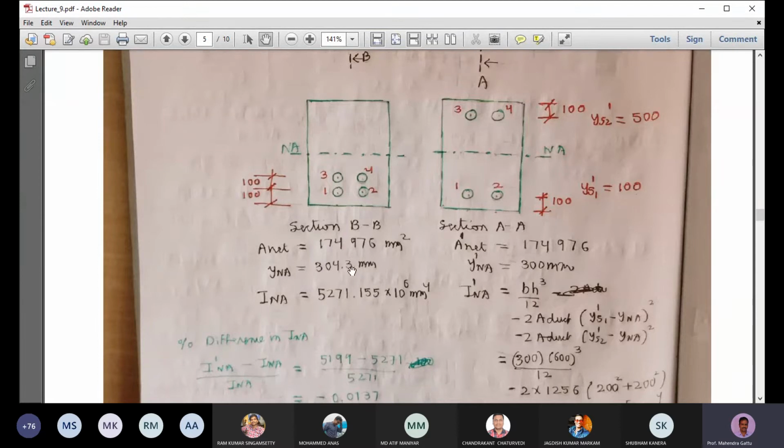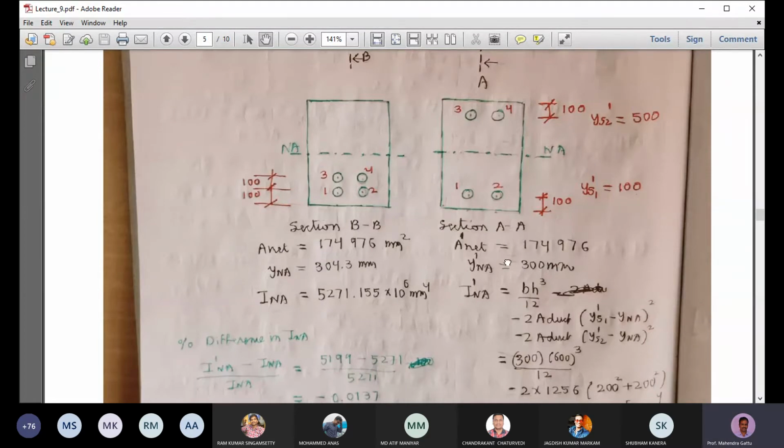174, 976, 304.3 and 5271 into 10 power 6. For this section, it is a symmetric cross section. Cables 3 and 4 are 100 from the top and the 1, 2 duct holes are 100 millimeters from the bottom. So the centroid will now lie at h by 2. The net area will be the same because we have to remove the whole duct hole area. But the neutral axis is now 300 millimeters, a small change from 304.3.